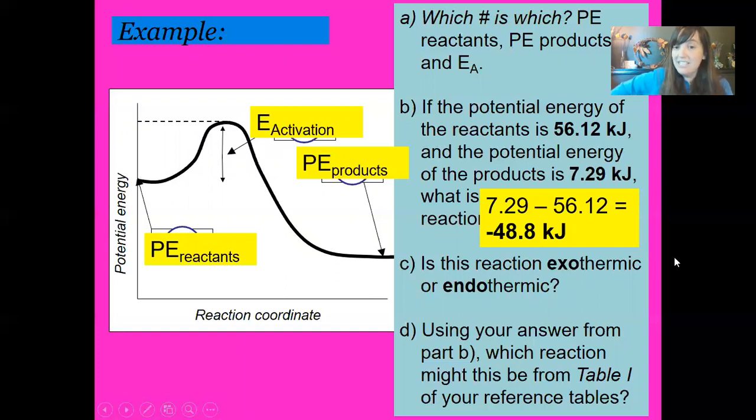All right, so then is this reaction exo or endothermic? Well, negative change in energy means it's losing energy or releasing energy to the universe. That means exothermic.